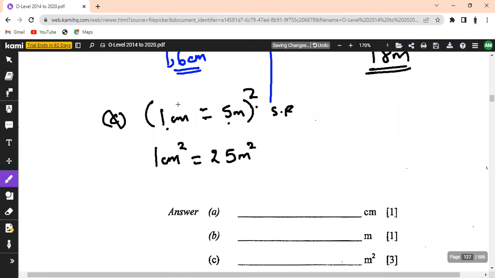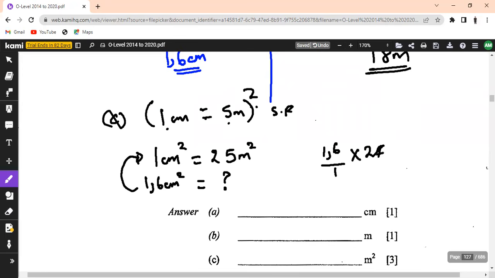So square centimeters over square centimeters. This is 1.6 square centimeters. What are we going to have in square meters? That's what you're asking. So it's 1.6 over 1 times 25 square meters. So we're going to multiply by 25 here. If we multiply this properly, we obtain 40 square meters. So that was actually the case that we had.